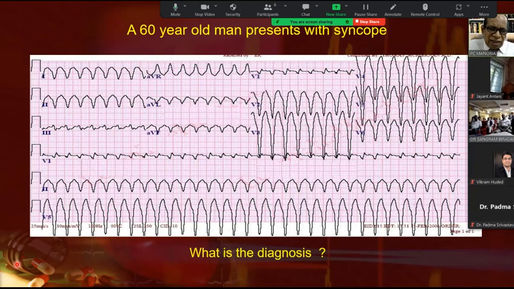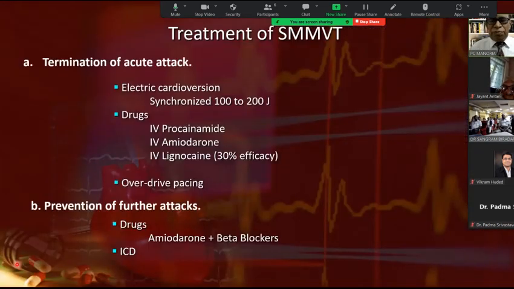Now this again is a simple ECG. You can see this is monomorphic VT, and for this monomorphic VT, the treatment is a little different. In an acute attack, you always convert the patient by a DC shock. The drug of choice is procainamide, but it is not available these days. IV amiodarone can be infused, and lignocaine's efficacy is only 30%. If it does not terminate, you can do overdrive pacing, and for prevention, amiodarone plus beta blocker. But ICD is recommended for all these patients who have a documented attack of monomorphic VT.